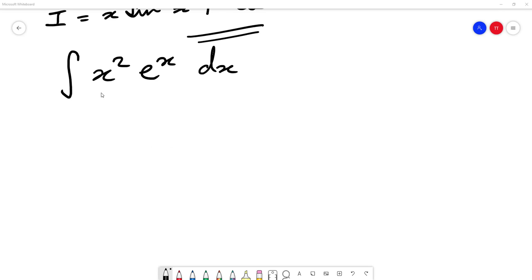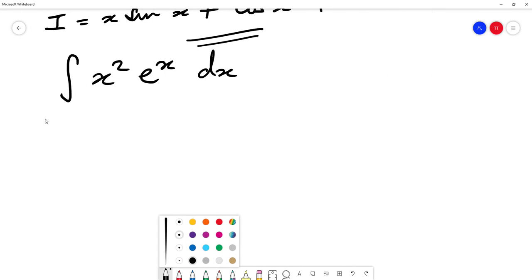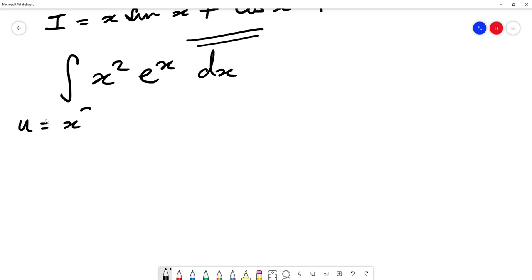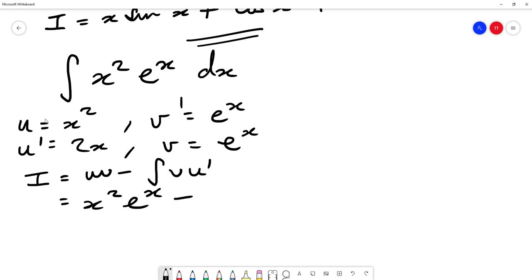Here we've got another example. So now we're going to say let u be x squared. u dash is going to be 2x. v dash is e to the x. And v is the integration of e to the x, which is e to the x. So now you can use the parts formula, uv minus vu dash. So in our case, we're going to get x squared e to the x minus the integral of e to the x times 2x dx.